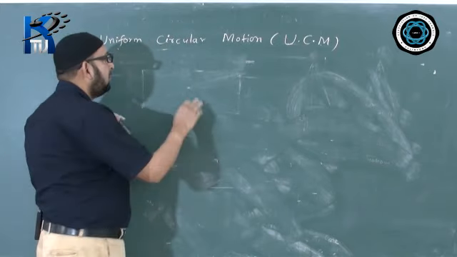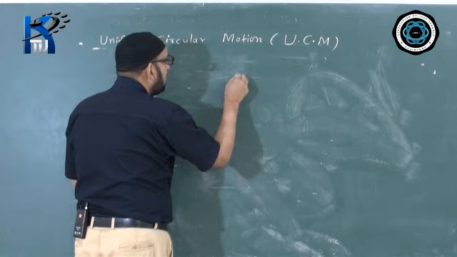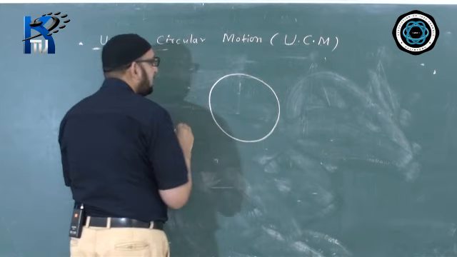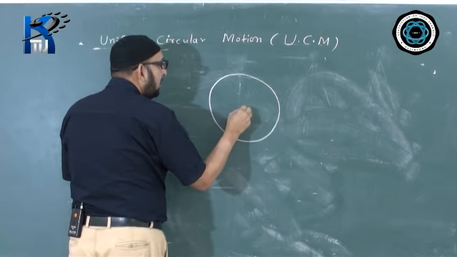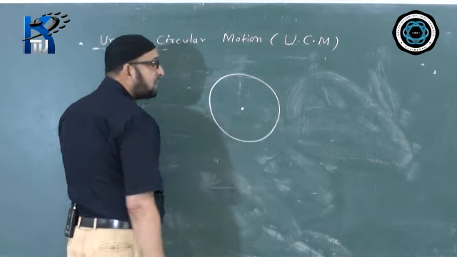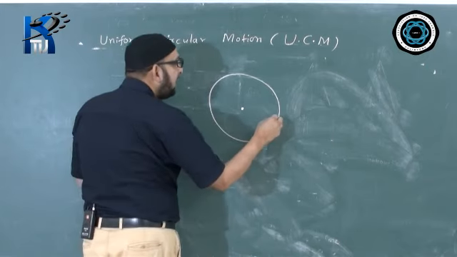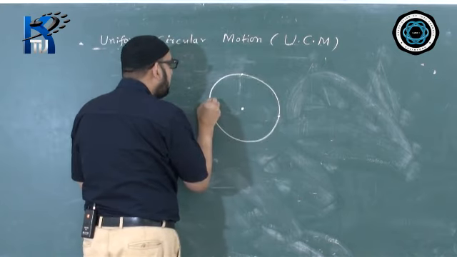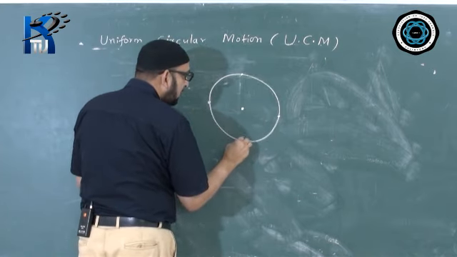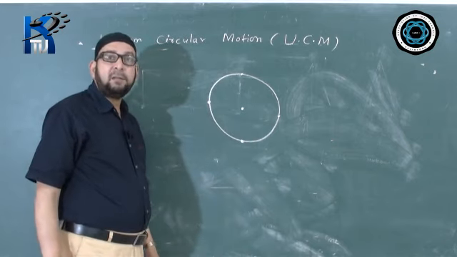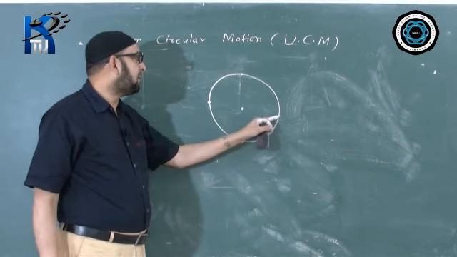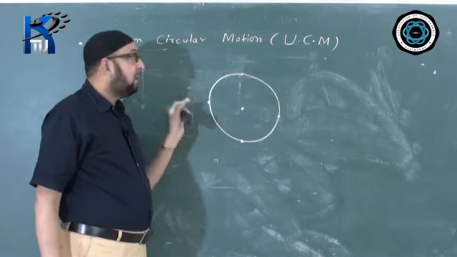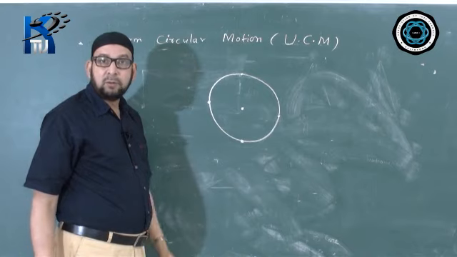In such motion, speed remains constant throughout, like this. The body is moving in a circular path with constant speed. Speed value will be the same everywhere. At this point, maybe at this point, at all points, speed value does not change. Say, for example, the speed is 10 meters per second. That will remain the same everywhere. Such a motion is called uniform circular motion.